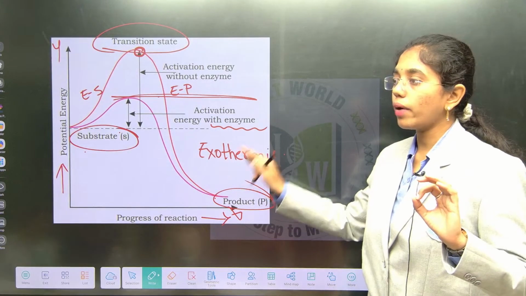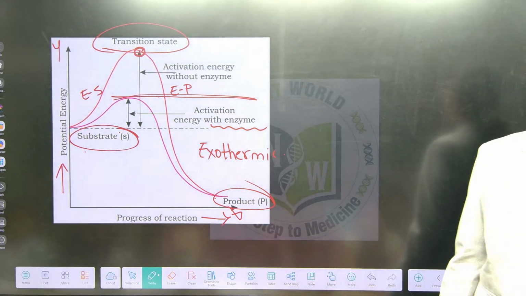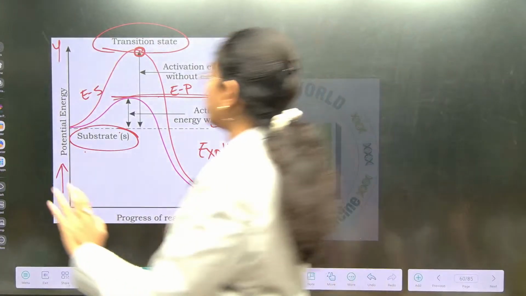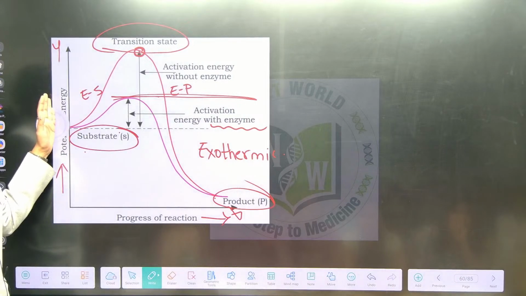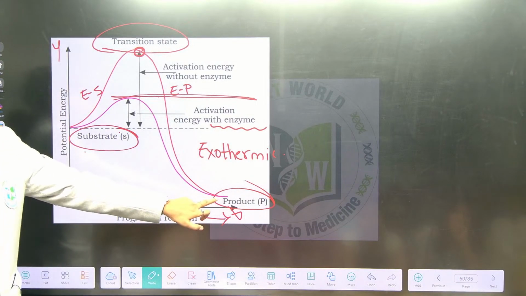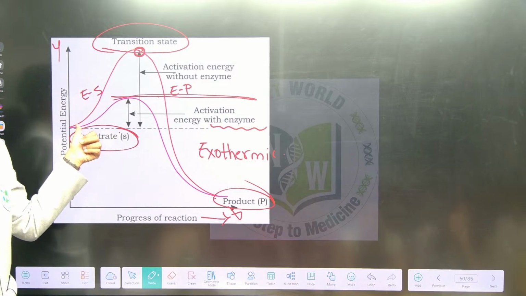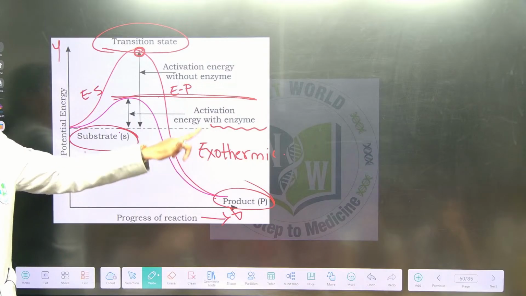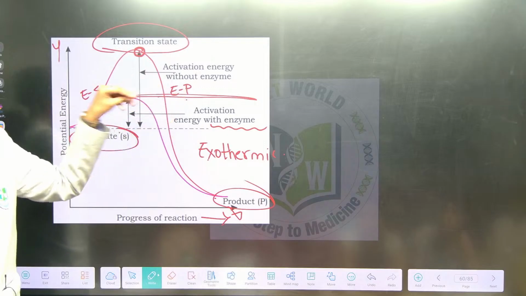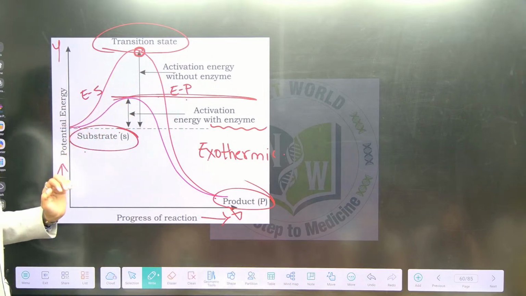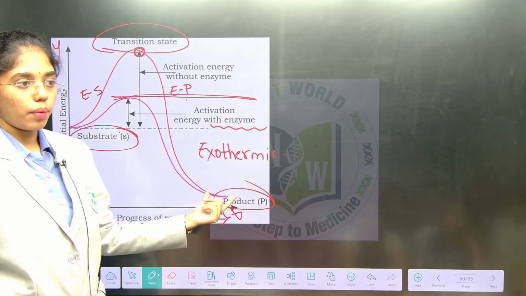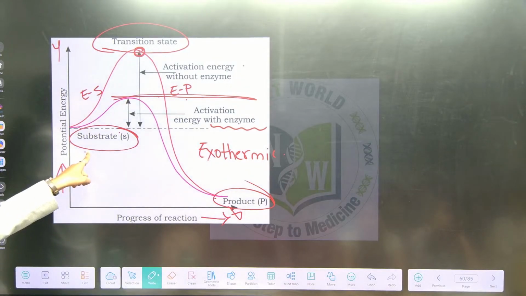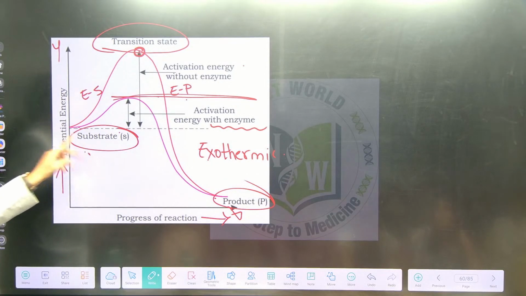From this graph, how can you identify whether it is an exothermic reaction or endothermic reaction? See, on y-axis you will get to know about the potential energy, right? If the energy of product is less than the energy of substrate, then the reaction is what? Because in the due course of formation of enzyme product, what happens? The energy will be released. If the product which is formed has more potential energy when compared to the substrate, then it is called as endothermic reaction. Okay, till here you note it.